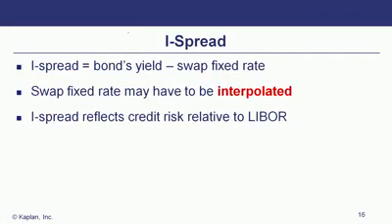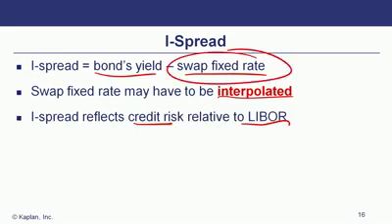So the I-spread is the difference between a bond yield and the swap fixed rate, same maturity. So it may be that the swap fixed rate has to be interpolated, and I'll show you a quick example of interpolation, but I don't want you to get bogged down on it. What we're doing is, the I-spread is telling us something about the credit risk relative to LIBOR. So remember, this is based on LIBOR, so it's not risk-free.